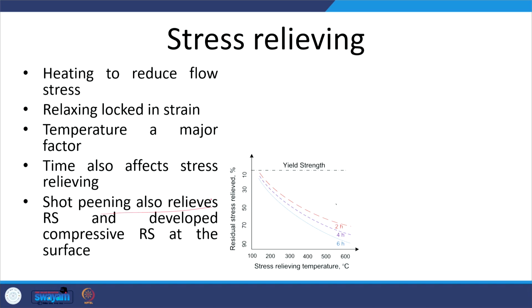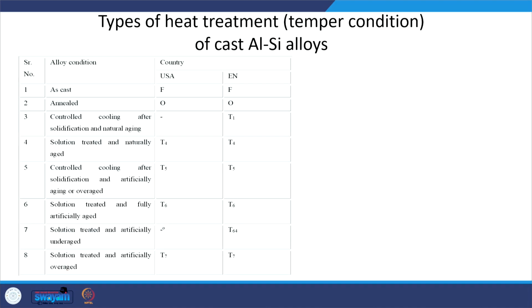casting. So shot peening also relieves the residual stresses, and at the same time it helps in developing the compressive residual stresses at the surface, which is considered to be favorable for improving the performance of the casting.